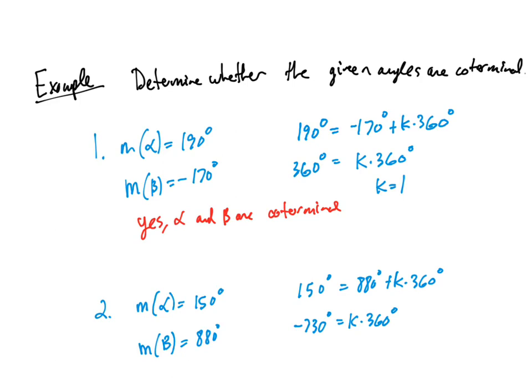Well, if k was equal to negative 2, we would get negative 720 degrees. If k was equal to negative 3, we would get negative 1080. So k is not an integer here. If we divided both sides by 360, we would get a decimal number for k. So k is not an integer. What that means is no, alpha and beta are not coterminal.